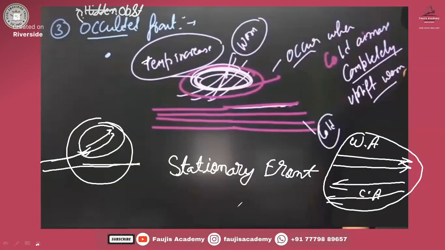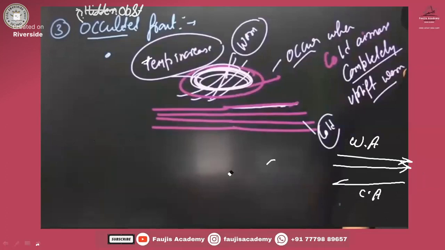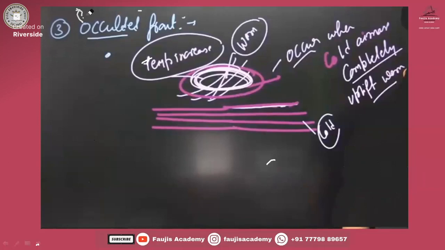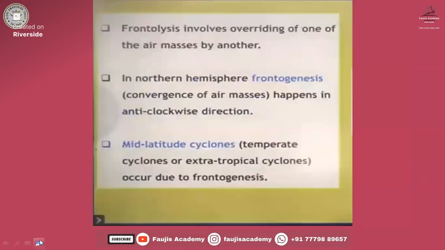So this is about the occluded front and the stationary front. All these definitions are given in these slides, so just go through it and have a clear understanding of all these different types of front. Okay. Now see, the front formation we are having is known as frontogenesis, and for frontogenesis, the condition is that it should have convergence of two distinct air masses, and frontolysis is what? The dying of those front formations.